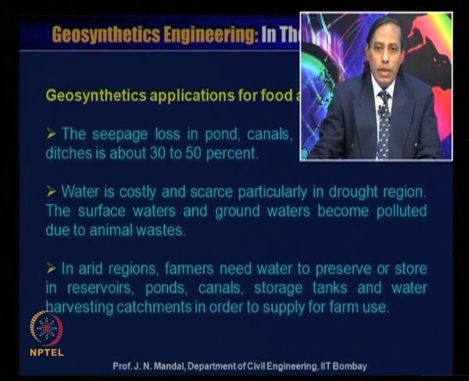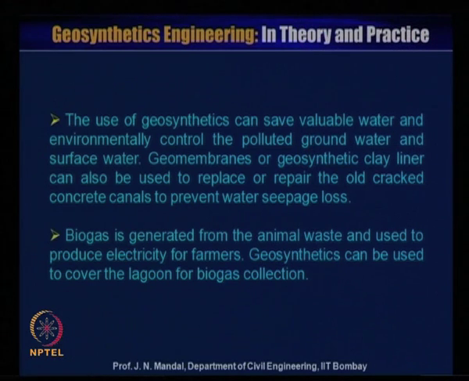So, how is geosynthetic material used for agriculture? The use of geosynthetics can save valuable water and environmentally control the polluted groundwater and surface water. Geomembrane or geosynthetic clay liner can also be used to replace or repair old cracked concrete canals to prevent water seepage loss. I have already mentioned earlier that if there is a crack formation, we can use this geomembrane material or the geosynthetic clay liner.